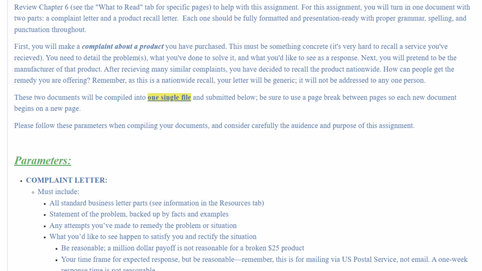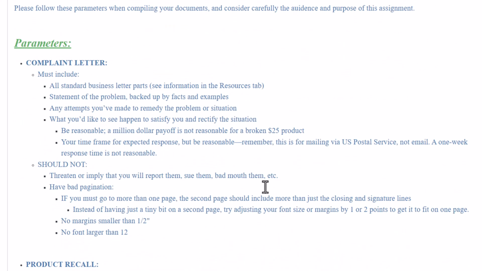As you're going through this, your document must include certain things. For example, your complaint letter must have all of the standard parts of a business letter, as we just went over. You have to have a statement of whatever the problem is, backed up by any specific facts or examples that you can give. List any attempts that you've already made to fix it, to make it better, and what it is that you would like to see happen in order to make you satisfied and make you a happy customer again. Make sure that you're reasonable in this. Obviously, if you have a $25 product that's broken, you can't expect a $1 million payout. And give a reasonable time frame for a response.